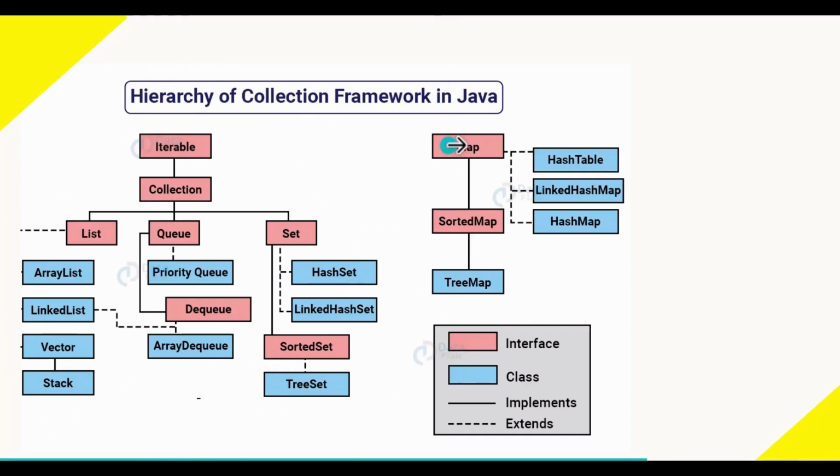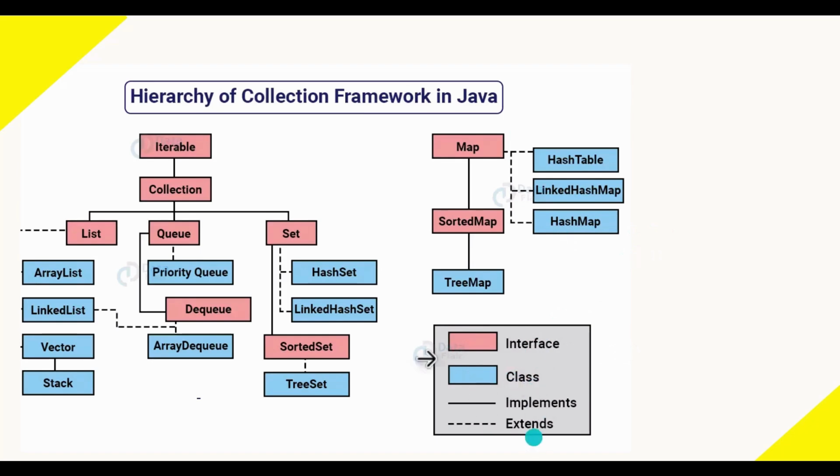Map is also an interface of the collection framework. In Map there is an interface called SortedMap, and SortedMap has the class TreeMap. For the Map interface, there are three classes: Hashtable, LinkedHashMap, and HashMap. So these are the interfaces.